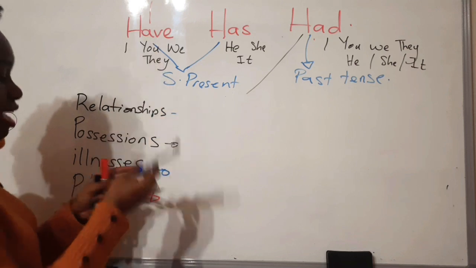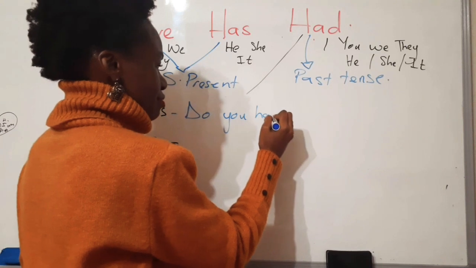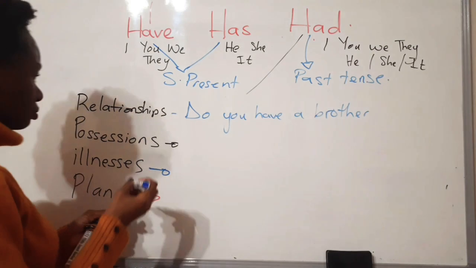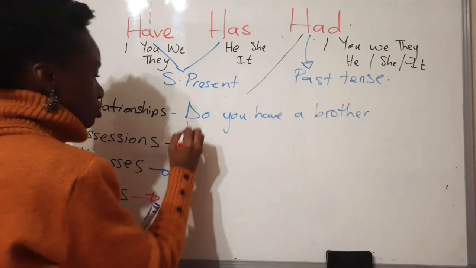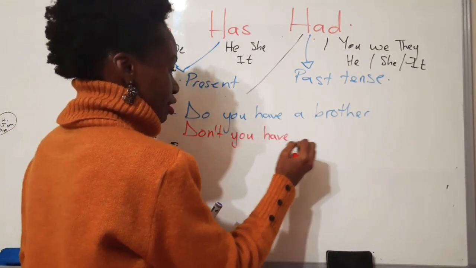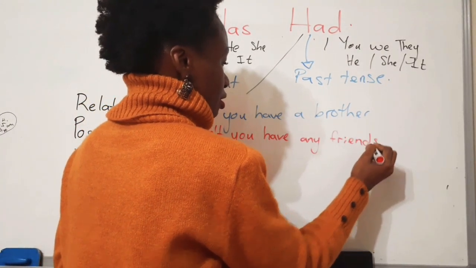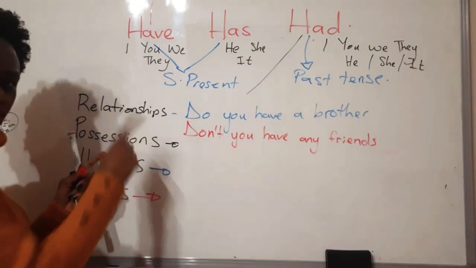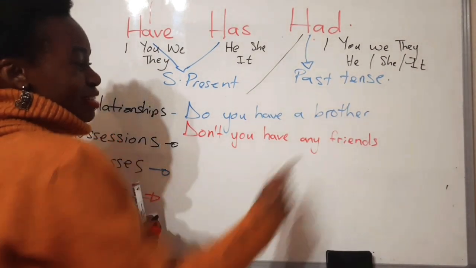For relationships, have. We can say, do you have a brother? Or don't you have any friends? Here, having friends, it's like a possession or a relationship. It's more of a relationship. You don't possess people. You have a relationship with them. So don't you have any friends?